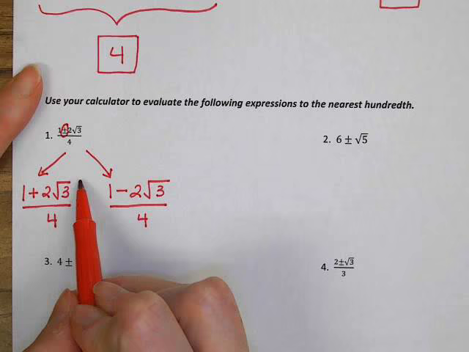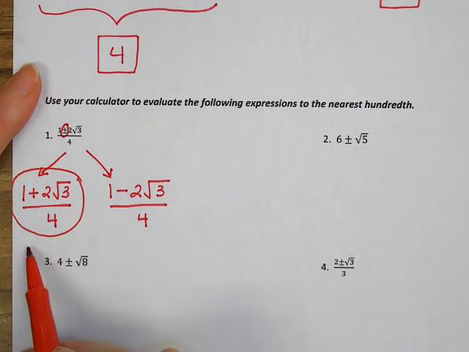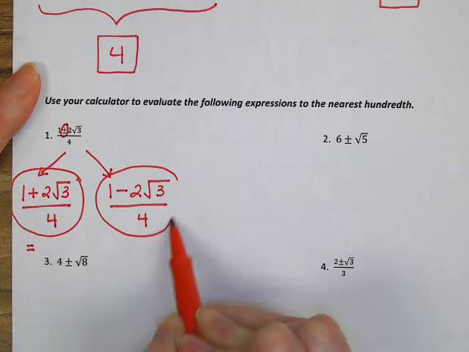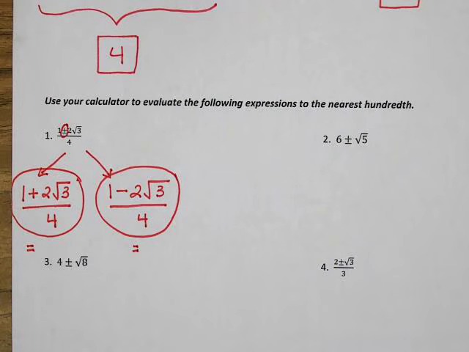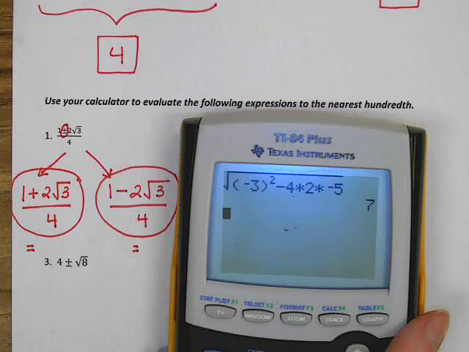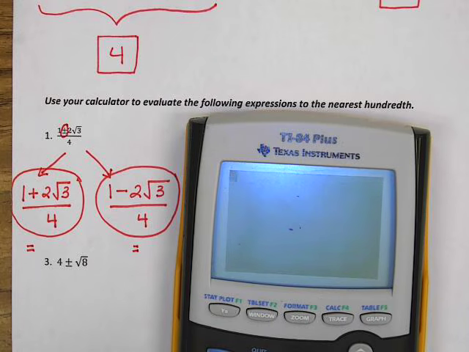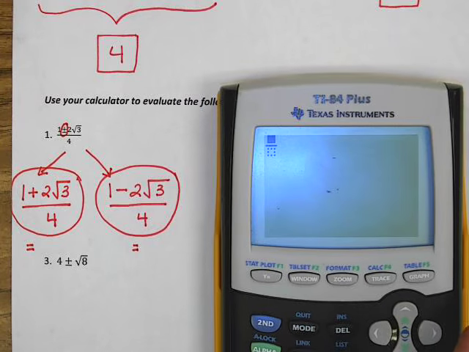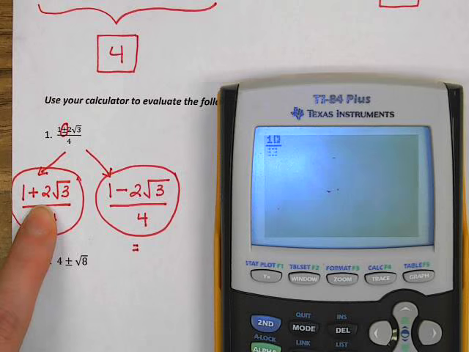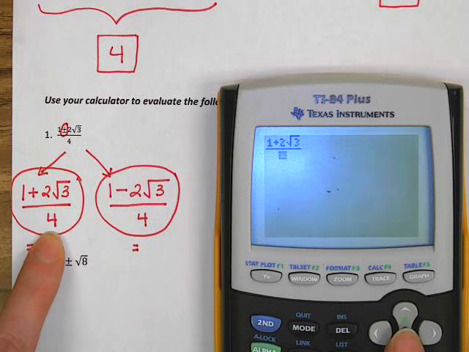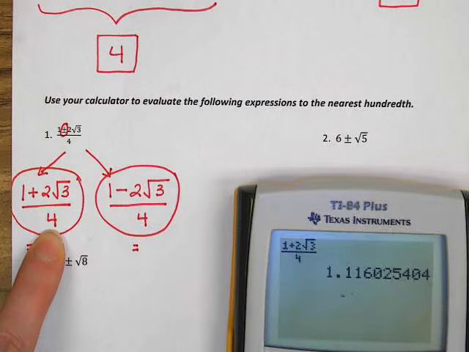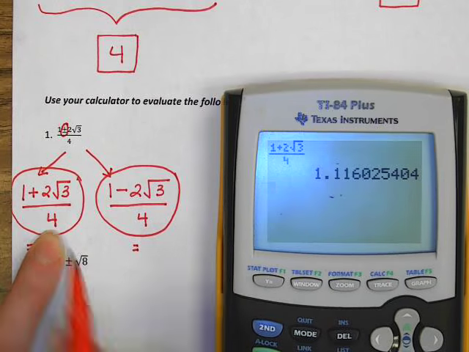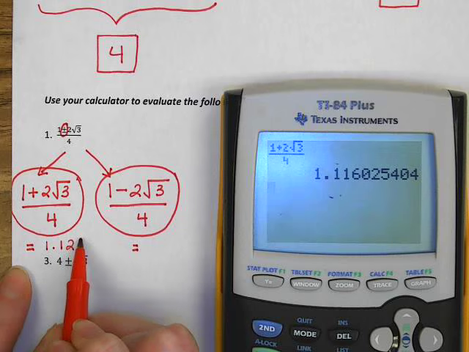Okay, let's type this in and let's get its decimal answer. And then we're going to type this in separately and get its decimal answer. Okay, so since they're fractions, I'm going to do alpha y equals fraction, right? And then just type it straight in. So for this one, we have 1 plus 2 square roots of 3 all over 4. So our first answer, nearest hundredth, we're going to round it to 1.12.